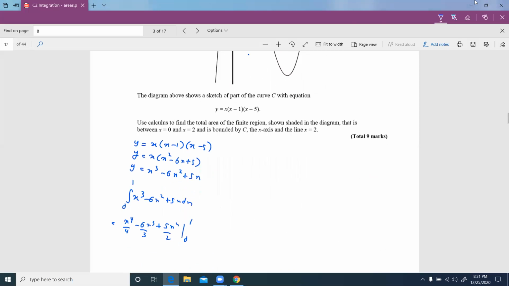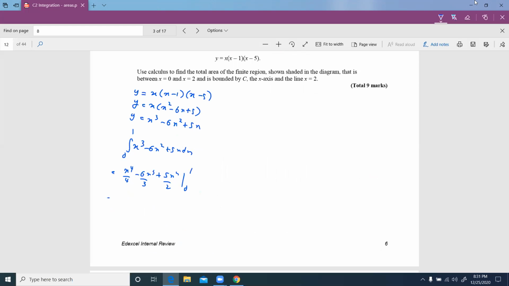If you do this, the answer becomes 1 to the power 4 over 4 minus 6 over 3, which is anyway 2, times 1 cubed, plus 5 over 2 times 1 squared, minus the substitution of 0, which is anyway 0, because when you substitute 0 into this function, it becomes 0. So you'll obtain the answer as 3 over 4, right?